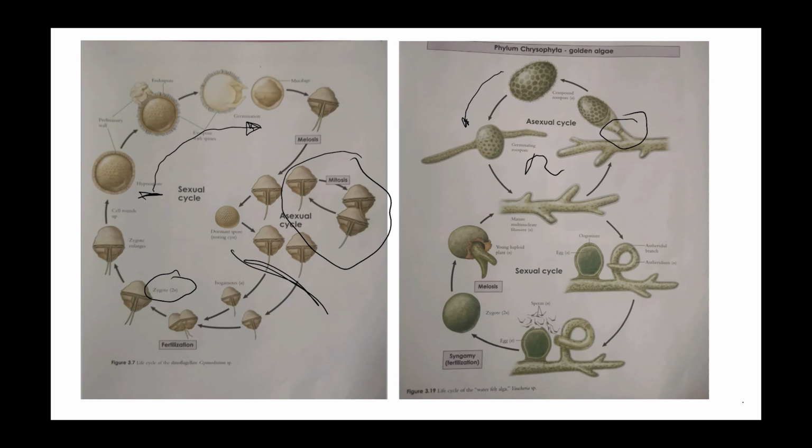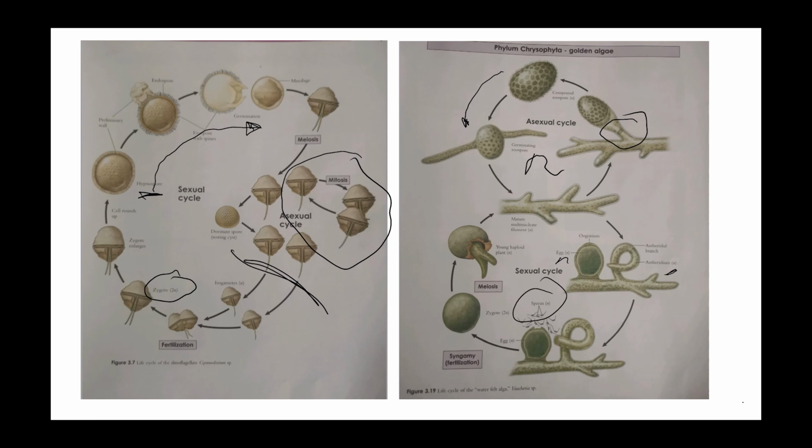But this filament can also form an oogonium. You're going to want to know that. And then it'll also form this antheridium, or antheridial branch. Okay. And the oogonium forms an egg that is N. And then the antheridium forms an N haploid, and you get these sperm.